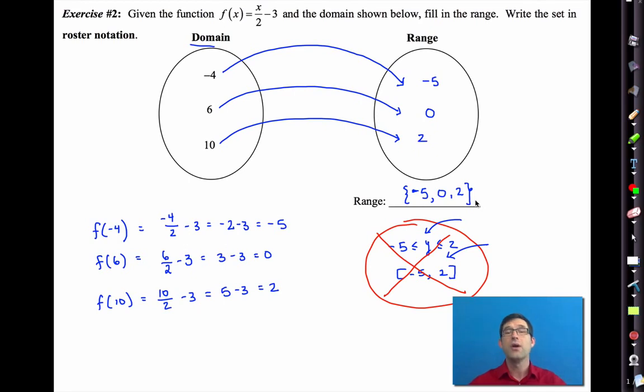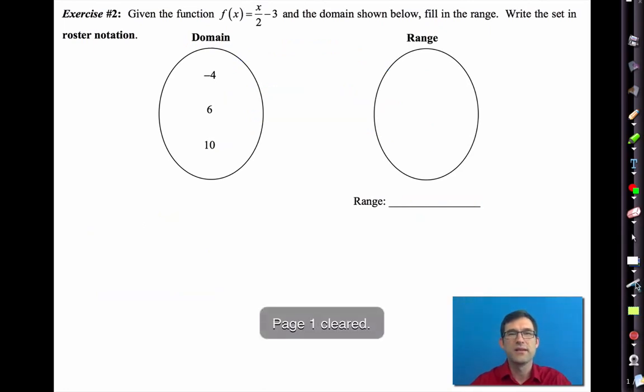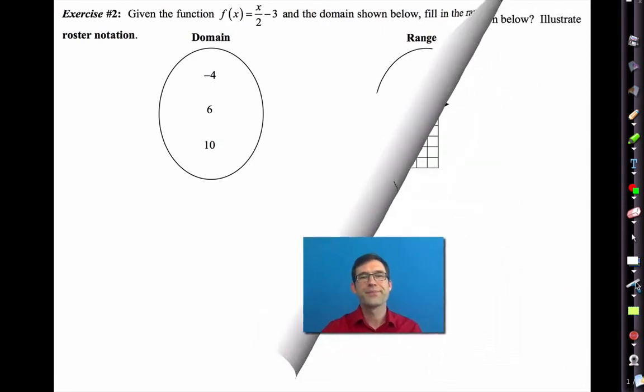There's our range. We can't write it like this, otherwise it would include things like y equals 1 or y equals negative 3, right? Those are between negative 5 and 2, and yet they're not in our range. All right? So a little mapping diagram, little finite domain, finite range. Okay, I'm going to clear this out, so copy down anything you need to. All right, scrubbing. Excellent. Let's move on to the next problem.